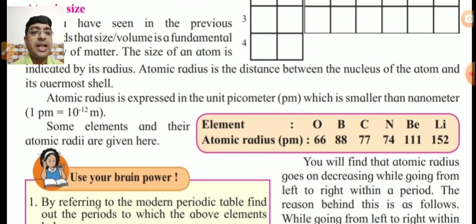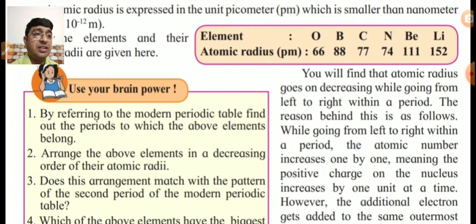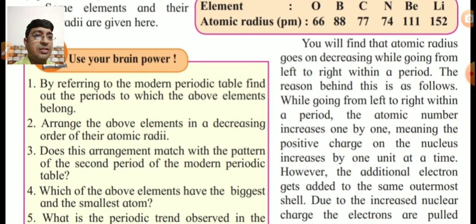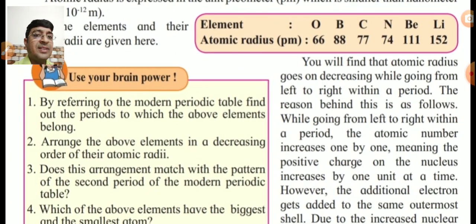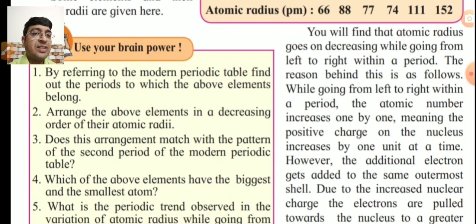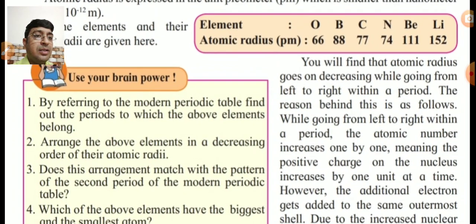Some elements and their atomic radii are given here. Which elements are given? Oxygen, boron, carbon, nitrogen, beryllium and lithium. So use your brain power and we are finding out the answers of these questions. What is the first question? By referring to the modern periodic table, find out the period to which the above elements belong. So all these elements belong to the second period. Next, arrange the above elements in a decreasing order of their atomic radii, meaning biggest to smallest.